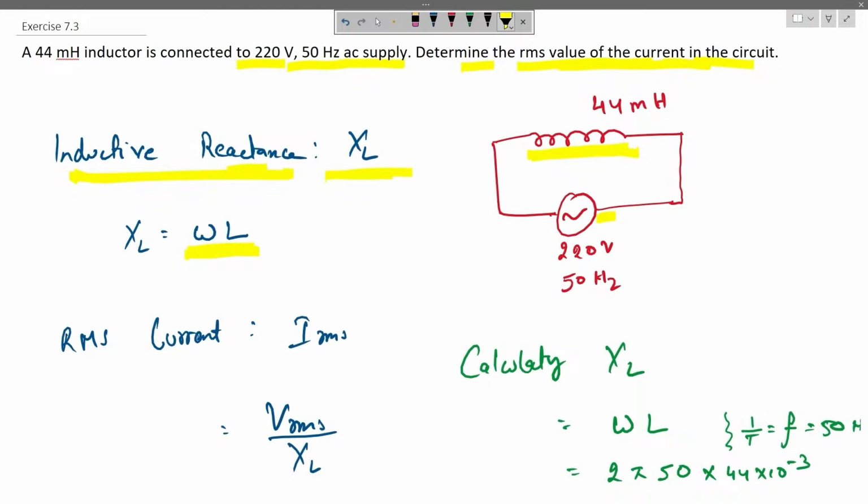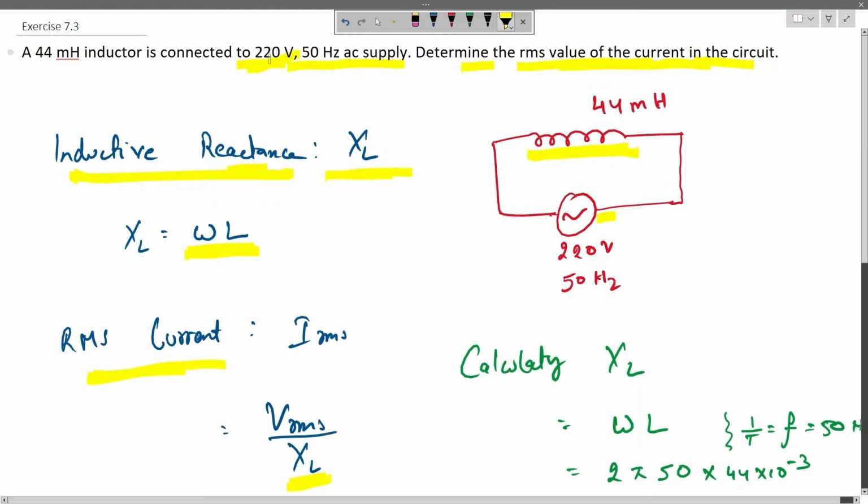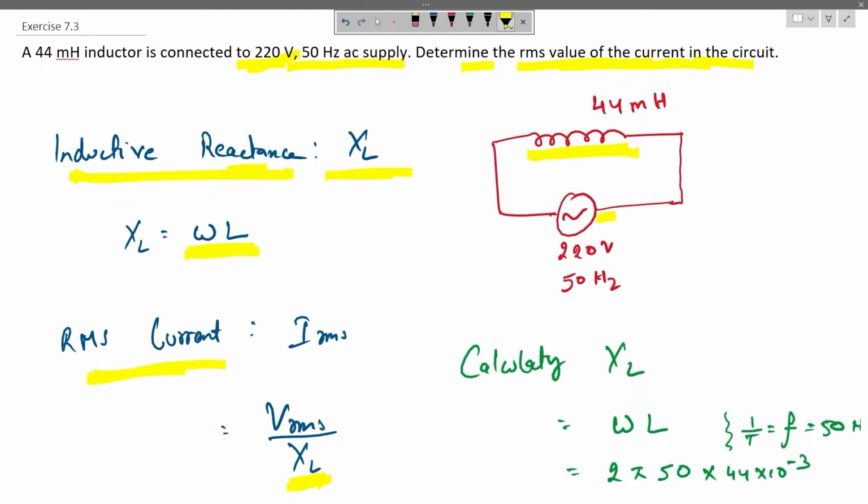Now the RMS current would be equal to VRMS by XL, as XL is representing the resistance in the circuit. So we can find the RMS current using this formula, VRMS by XL. We are given VRMS, that is 220 volt, and XL we have to find out, that is inductive reactance. We are given the value of L, that is 44 millihenry, and omega is 2 pi times frequency, so 2 into 3.14 times frequency, which is 50 hertz.